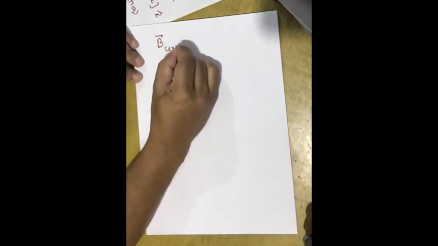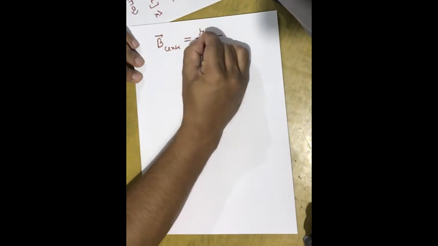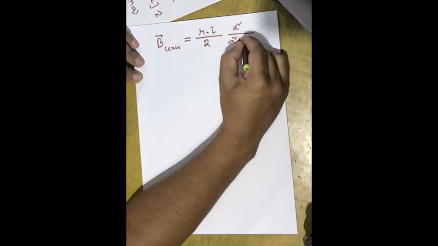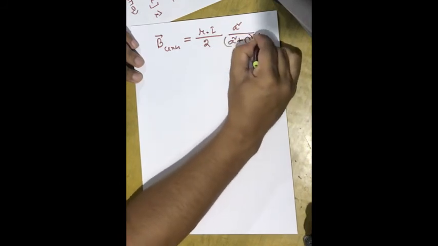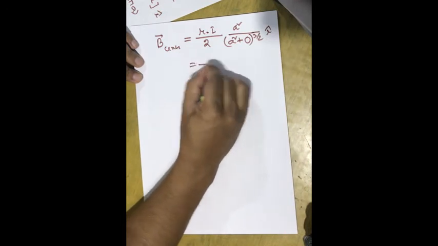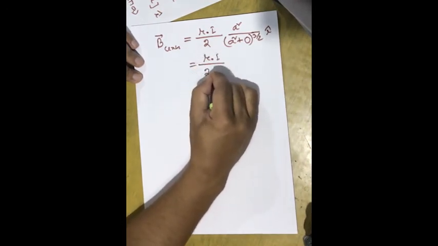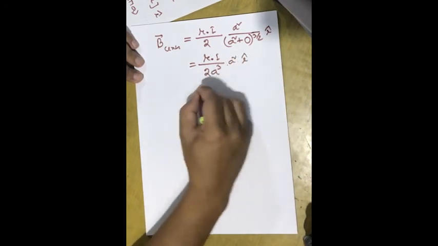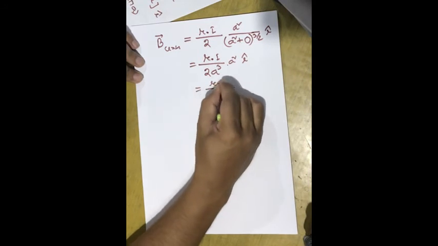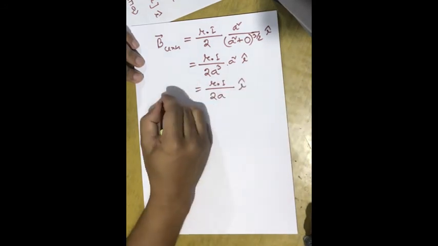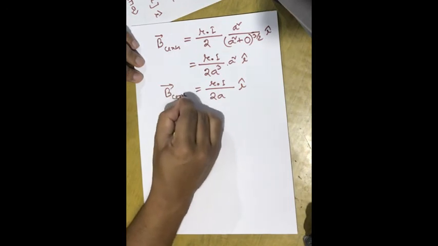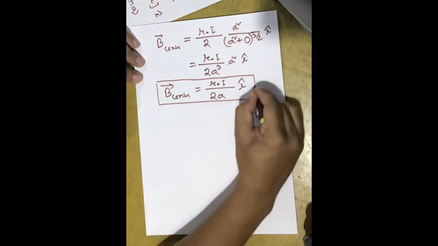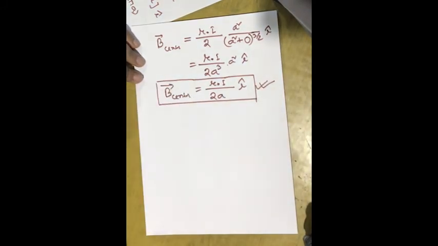B center will be equal to μ0 I divided by 2, (a² + x²) with x equal to 0, to the power 3/2, into i cap. It comes to a very nice expression: a² to the power 3/2 means a³, into a², i cap. So μ0 I divided by 2a, into i cap. This is the magnetic field at the center of the loop. This is a very important expression. You have to remember it. Very important: the magnetic field at the center of the loop.